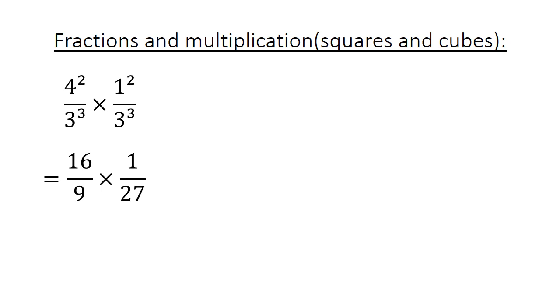Fractions and multiplication, squares and cubes. 4 to the power of 2 over 3 to the power of 3 times 1 to the power of 2 over 3 to the power of 3 equals 16 over 9 times 1 over 27 equals 16 times 1 equals 16, and 9 times 27 equals 243.